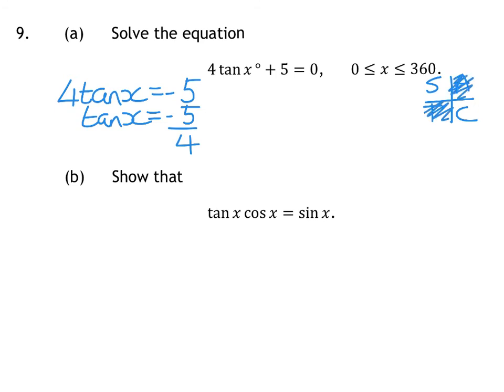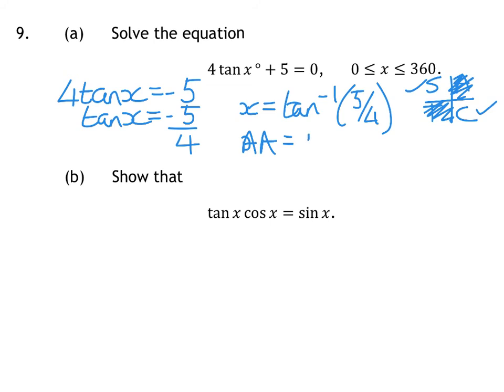Right, I use the other two. I'm going to use sine and cos. I go to my calculator and I do x equals inverse tan of 5/4. And I can use that with my fraction button, or I can just do it as 5 divided by 4. So shift tan of 5 divided by 4 is, to nearest whole number, I'm going to call it 51.